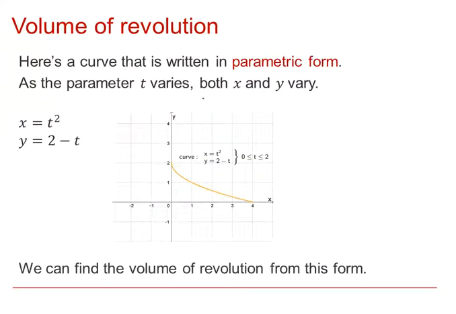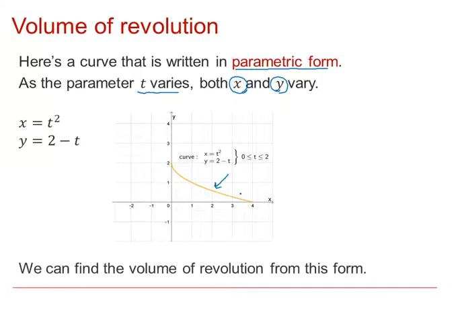So now we're going to look at a volume of revolution where the curve has been given in parametric form. Now parametric equations are in the A-level specification, but if you haven't covered them yet, then you may choose to come back and watch these videos at a later stage. So as the parameter t varies, it controls the values of x and y. In this particular example, x is t squared and y is 2 minus t, and we can see the curve there.